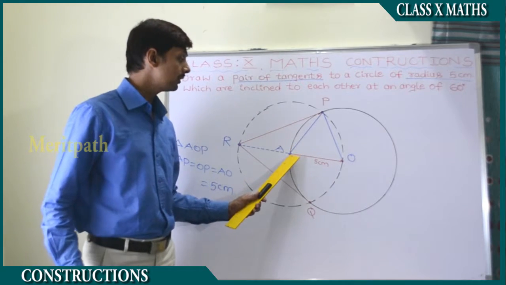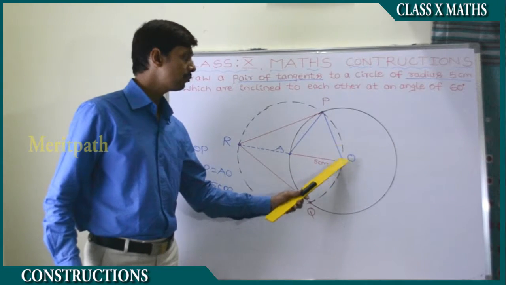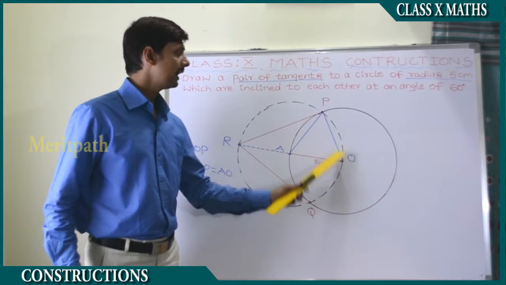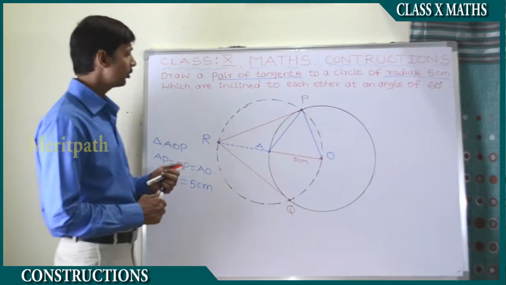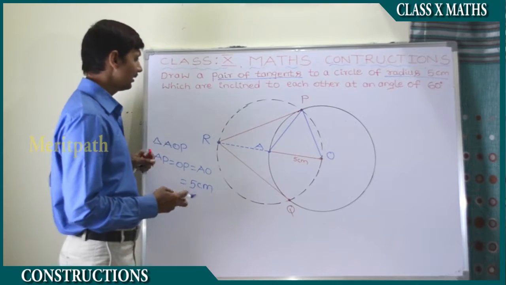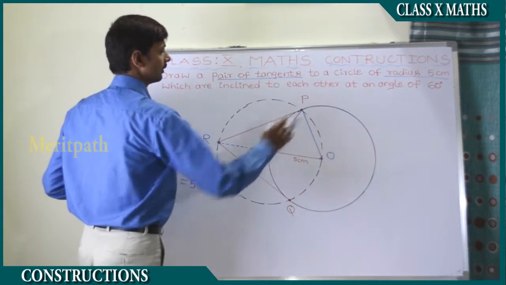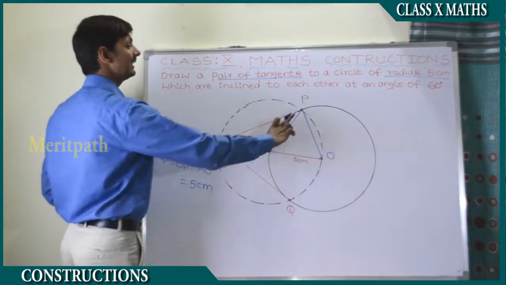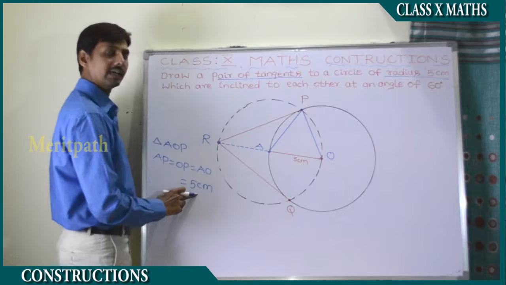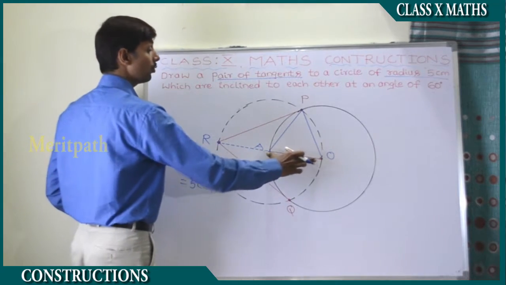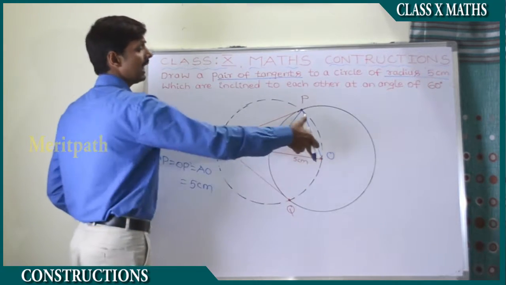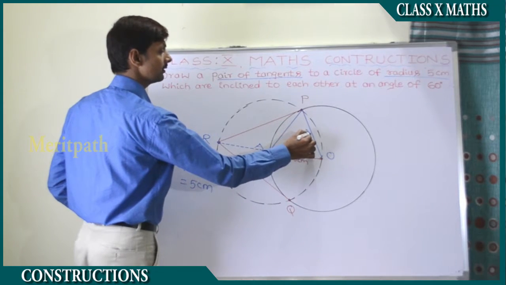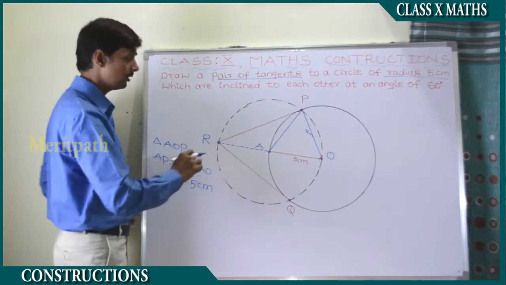Then from the center to any point of the circle is the radius we have taken, then it's 5 centimeters. So we have observed here from triangle AOP, AO is equal to OP and it is equal to AO, 5 centimeters. We know AO is the radius of the circle and OP is also a radius of the circle, 5 centimeters from the center to any point of the circle.